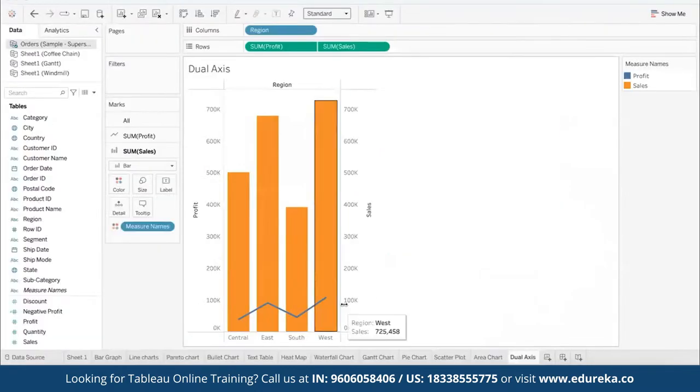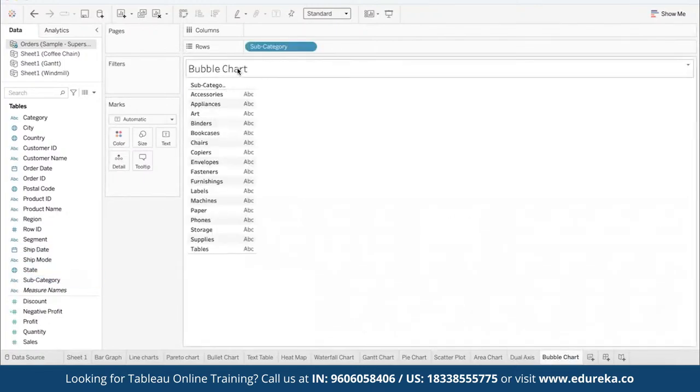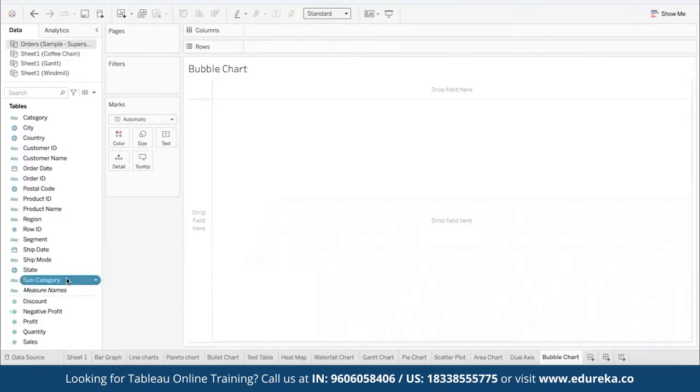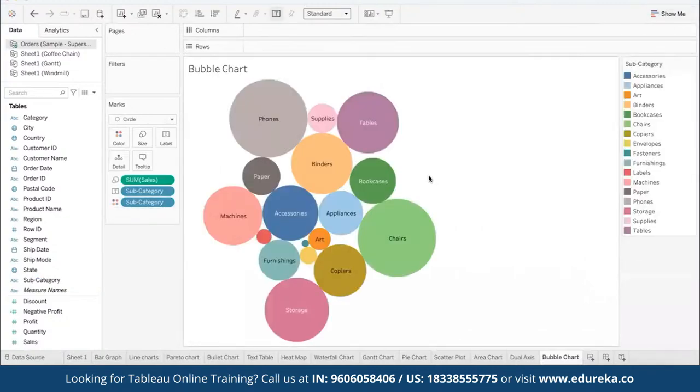Next is a bubble chart. This is also for comparison only. Like you create a bar graph, a bubble chart can also be used to simply compare the performance of the measures. So let's say across different subcategories, I would like to check the sales. So I can simply click here and make a bubble chart out of it. How many bubbles there will be depends on how many members are there in that field. Under the subcategory field, there are 17 members. So we will get 17 bubbles.